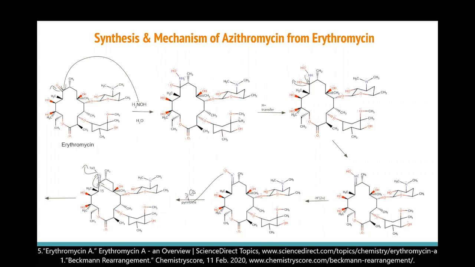So in order to turn the ketone into an amine, we need to do it in the steps of ketone to oxime to amine.